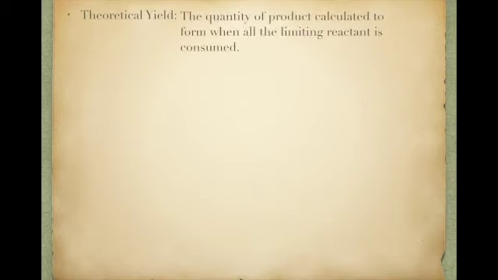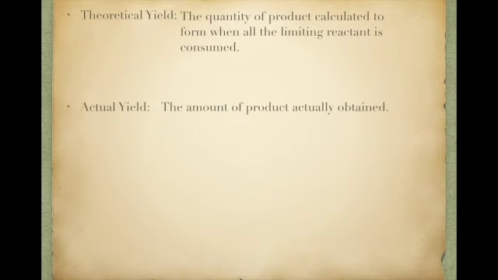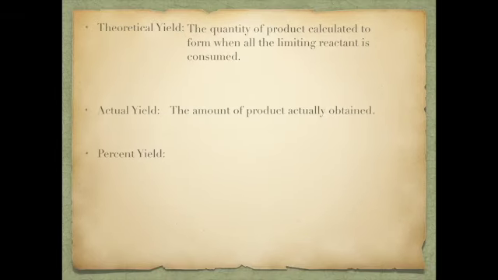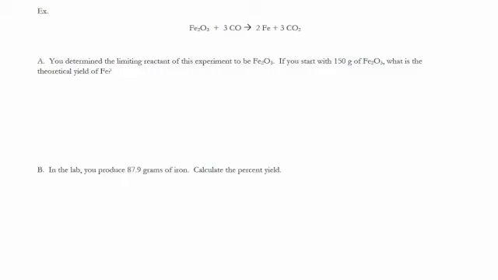The next thing I'm going to talk about is theoretical yields. Now, your theoretical yield is the quantity of product that you calculate to form when all of the limiting reactant is consumed. So when we're doing our calculations, that's the amount of product that we anticipate should be formed. However, the actual yield is the amount of product that actually is obtained in the lab. Now, your actual yield tends to be less than your theoretical yield, and therefore we have what's called your percent yield, which is measuring how well you did in obtaining your product. So to find your percent yield, you take your actual yield, you divide it by your theoretical yield, and you multiply by 100%.